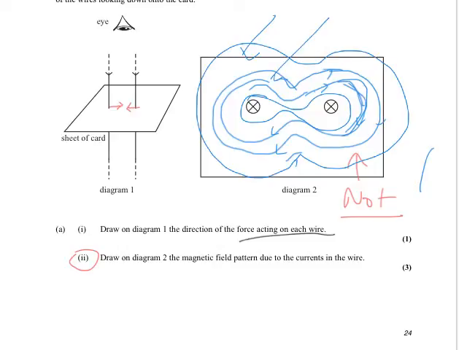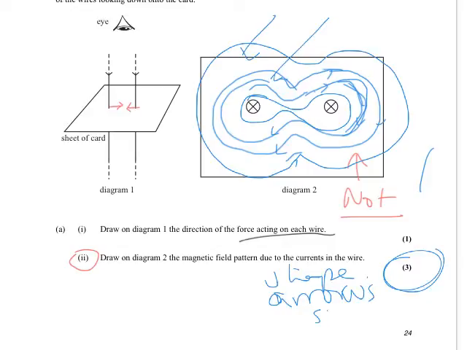If you have a look at the mark scheme, there's a perfect representation of this diagram. So don't lose easy marks. You need a good shape, you need to show arrows to show the direction, and you also need to show the strength with the separation. When you're drawing field lines, you always need to think about the separation and the strength.